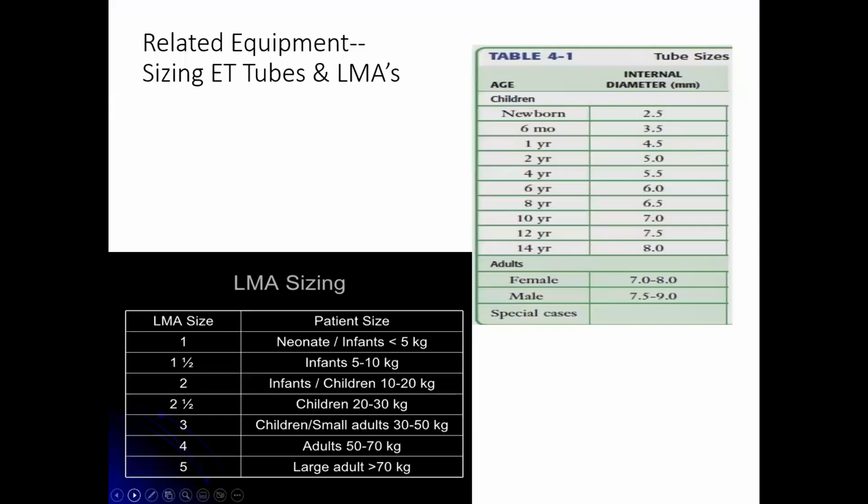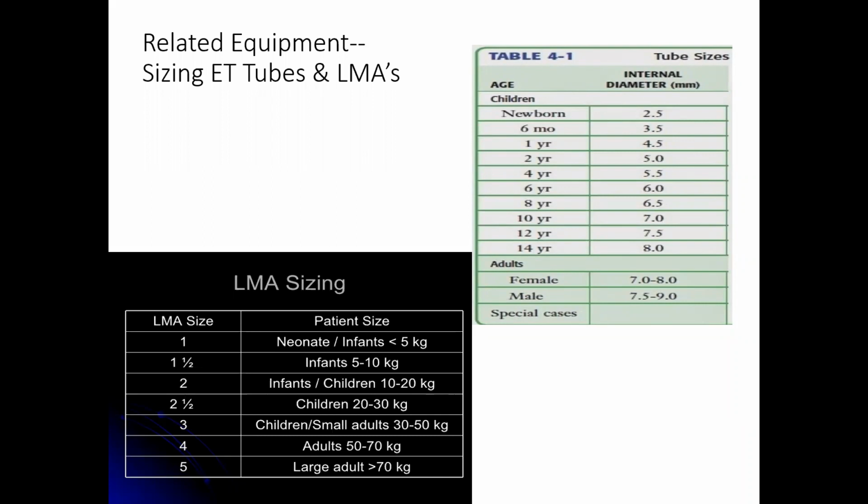So related equipment and sizing. Endotracheal tubes, you guys are pretty solid on that. I will tell you that for females, in the lower right-hand box there, females 7 to 8, this is a rule of thumb, males 7.5 to 9.